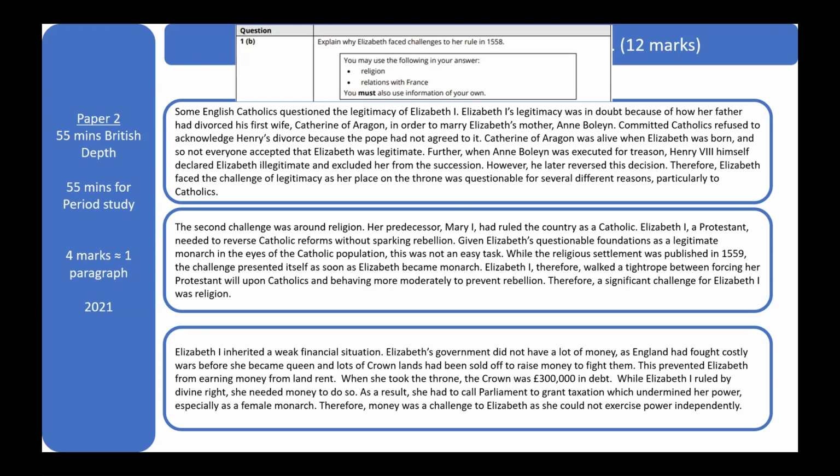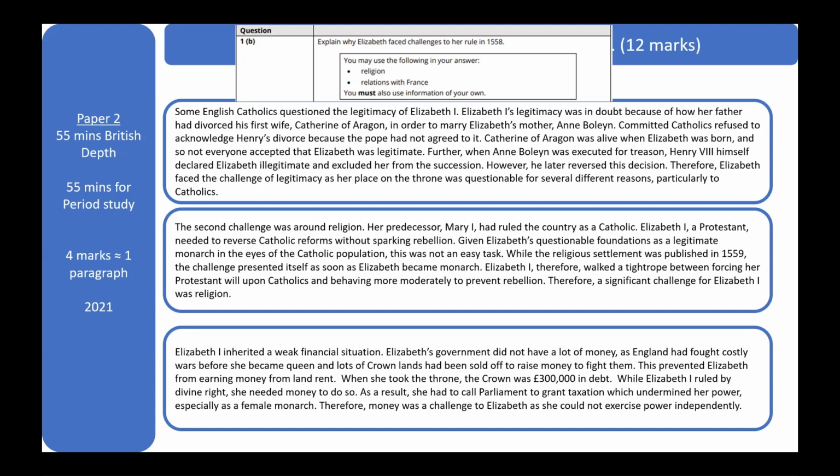Elizabeth I, therefore, walked a tightrope between forcing her Protestant will upon Catholics and behaving more moderately to prevent rebellion. Therefore, a significant challenge for Elizabeth I was religion, and at the end there I've linked it back to the question. Final paragraph. Elizabeth I inherited a weak financial situation. Elizabeth I's government did not have a lot of money as England had fought costly wars before she became queen, and lots of crown lands had been sold off to raise money to fight them.